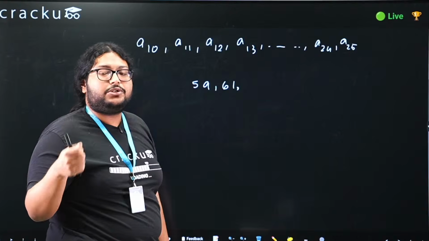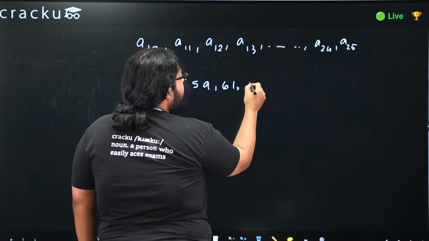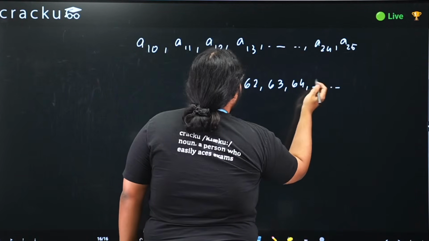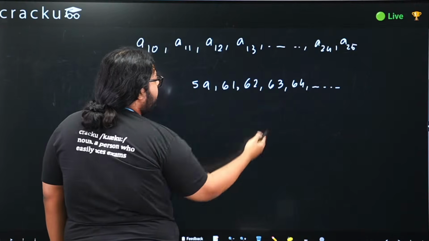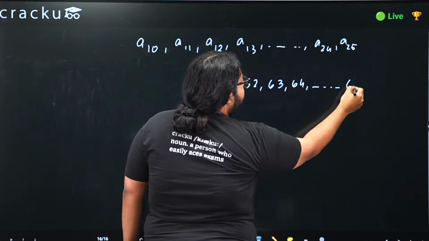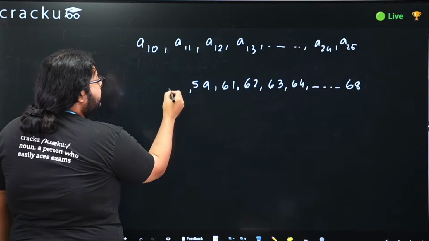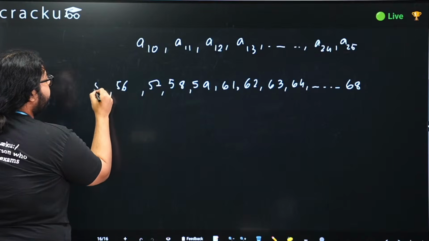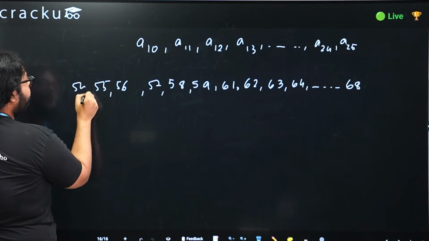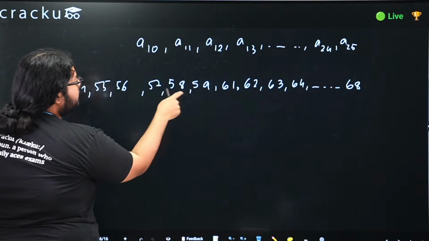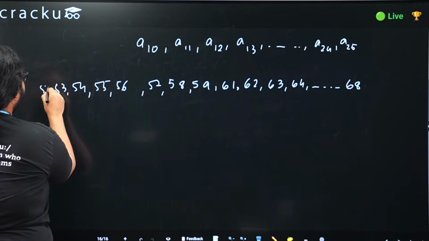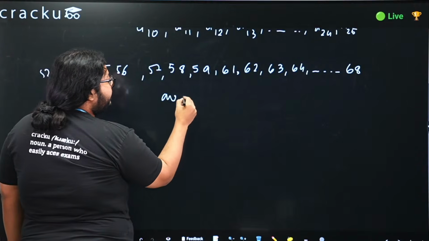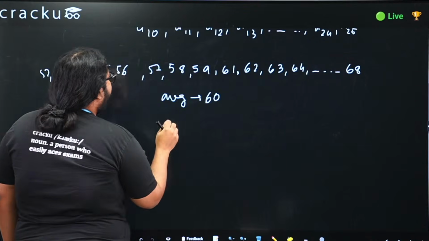What will be the remaining numbers? The remaining numbers need to be as small as possible. So we will get 62, 63, 64 all the way up to 68, a difference of 8, right? And on the 59 side we'll get 58, 57, 56, 55, 54, 53 and 52. So this should be the arrangement of the numbers such that the average is 60.